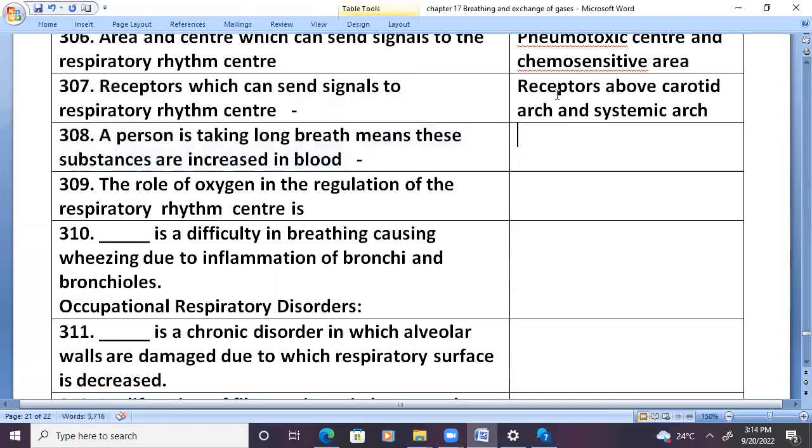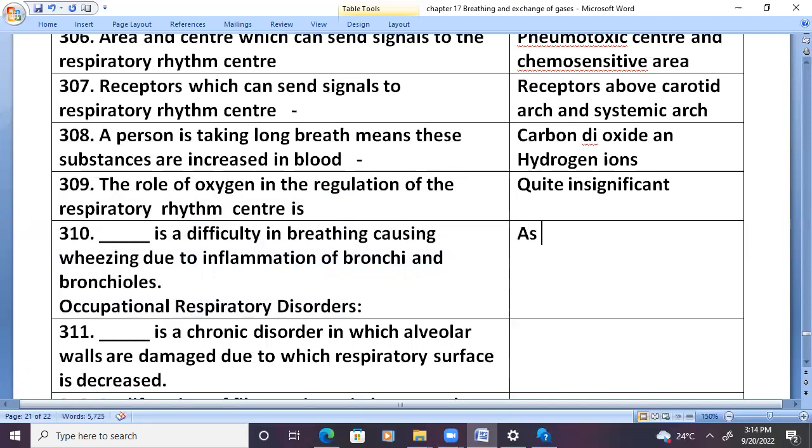A person is taking long breaths means these substances are increased in blood. That means carbon dioxide and hydrogen ions have increased. That we can understand. The role of oxygen in the regulation of the respiratory rhythm center is quite insignificant. We recognize only by the increase of carbon dioxide and H+ ion concentration.